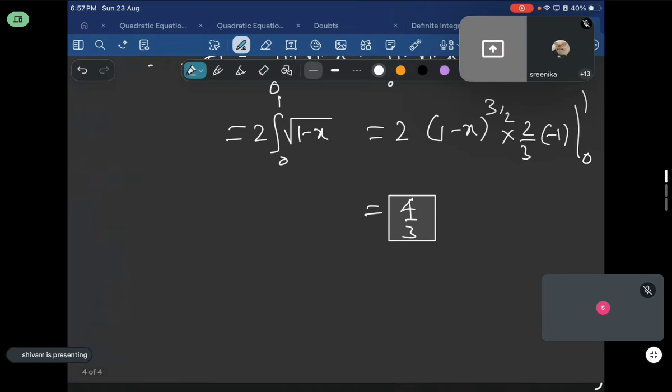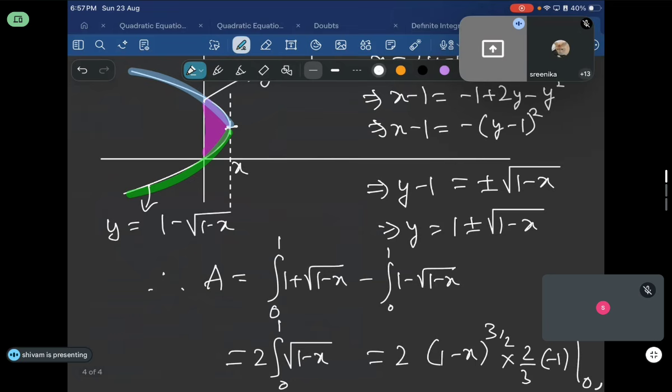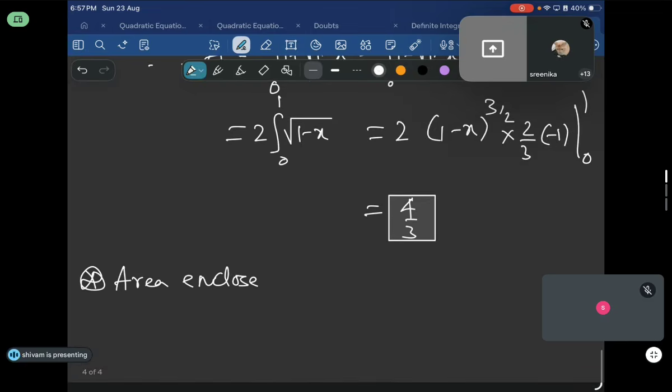Next. Area between two curves. Area enclosed. So from the second method only, you people must understand what is the area enclosed between two curves. Basically, this red area is the area enclosed between the curve y equal to 1 plus root over 1 minus x and y equal to 1 minus root over 1 minus x. So area enclosed by two curves will be what?